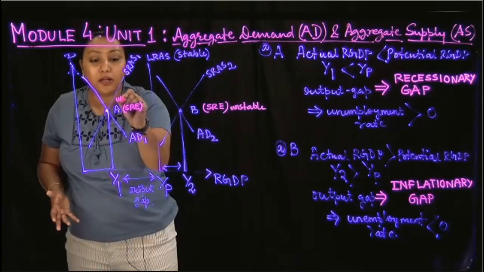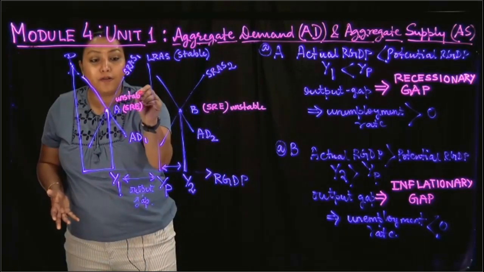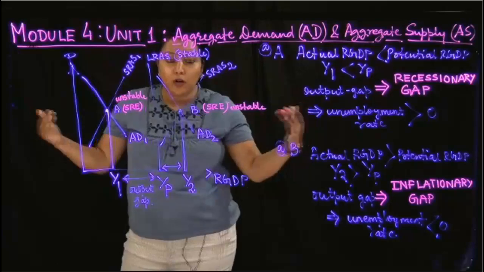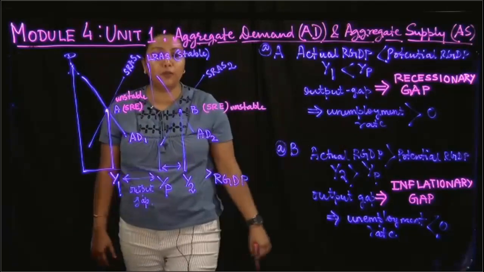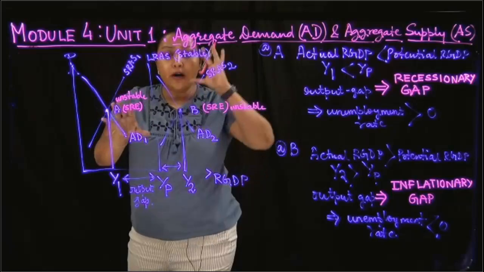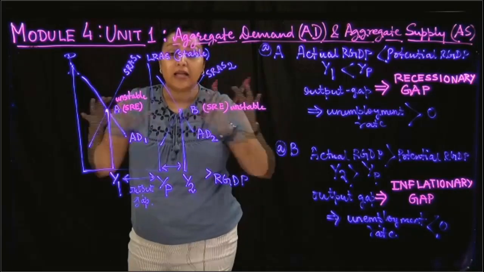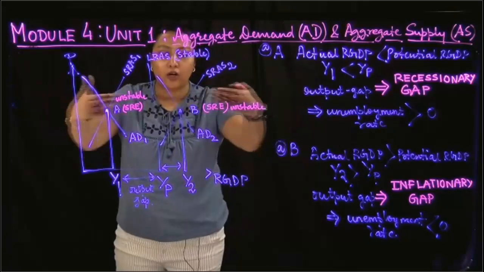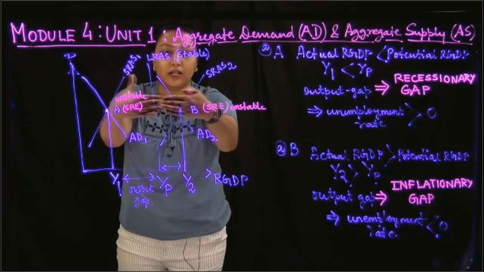That means the economy does not want to be here forever. The economy wants to move to a stable point. So if the economy is at a point like A or at a point like B, the ultimate objective of the economy is to move towards this vertical line.